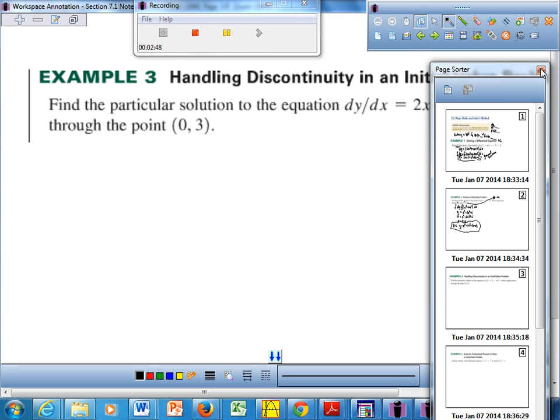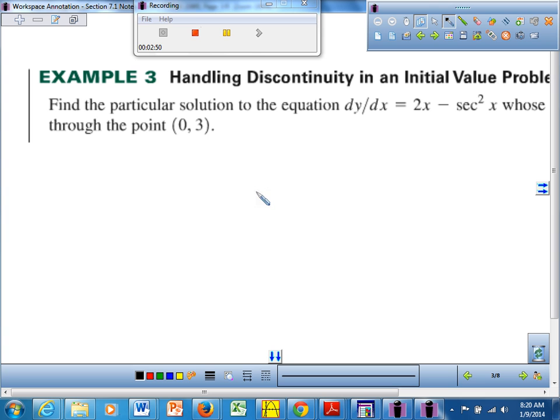All right, so this one is a very similar example, but it brings in something that we need to consider. In calculus, we love when it's just algorithms and we can just quickly go through problems, but there's a lot of thinking that has to go on based on the information we know about the function. So in this one, we are finding a particular solution again. So there will be no plus c. The function is dy/dx equals 2x minus secant squared x, and it says whose graph passes through the point (0, 3). So let's go ahead and do that, and then we'll show what we need to consider in the end.